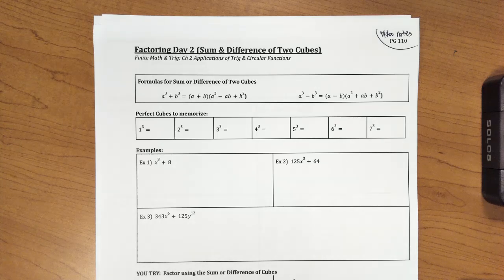Hi guys, today is our second day of factoring for finite math. We're going to be talking about sum and difference of two cubes here. I don't think we covered this in Algebra 2, you might have already, but there are two basic formulas for sum or difference of two cubes.